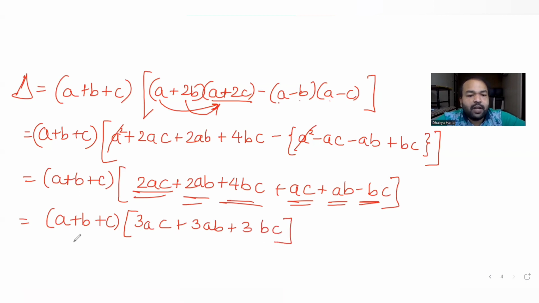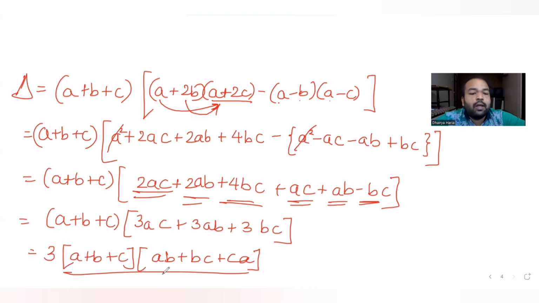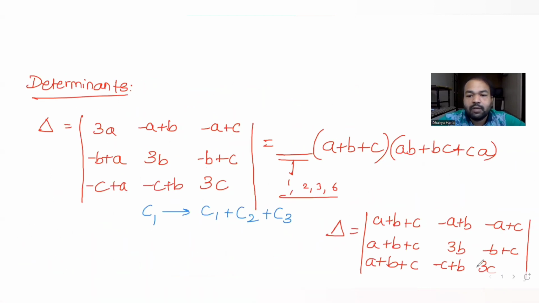So if I take 3 common, I have a plus b plus c into ab plus bc plus ca. If you see the final answer we have got, all four options asked for a plus b plus c into ab plus bc plus ca, but we have got it with the number 3. So the correct answer in this question is option C, which says 3 times a plus b plus c into ab plus bc plus ca.